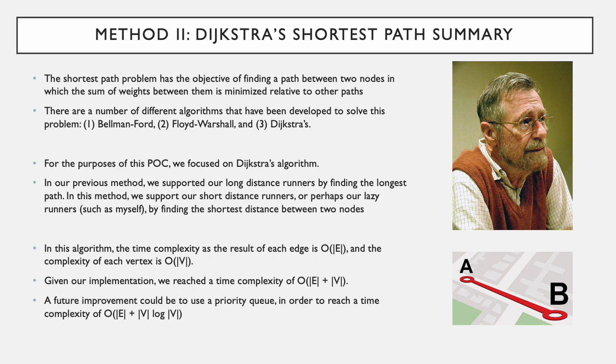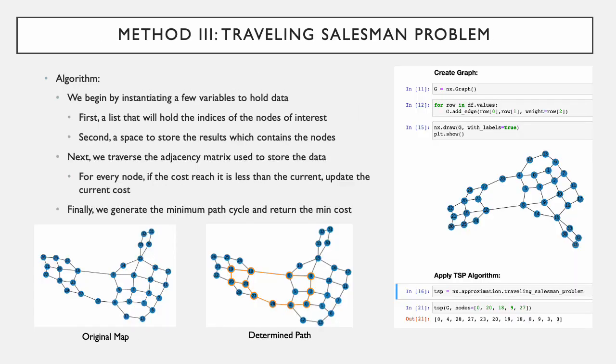In this algorithm, the time complexity as a result of the edges is O of E, and the complexity for each vertex is going to be O of E. So given our implementation, we reached a time complexity of O of E plus phi. Given that we did not use a priority queue, an area of future improvement would be to use a priority queue in order to improve our time complexity. So with that, let's go ahead and move over to method number 3, which is the traveling salesman problem.